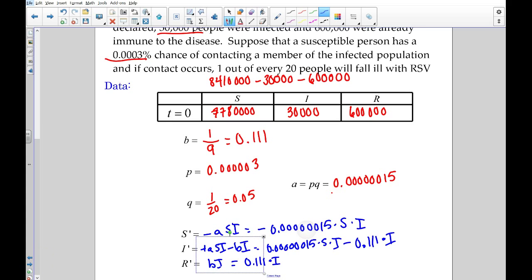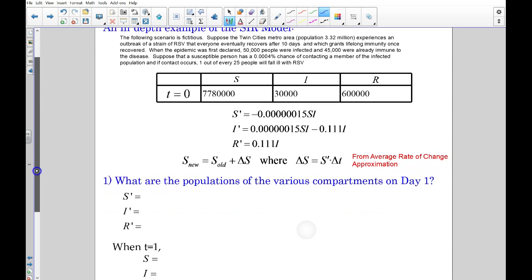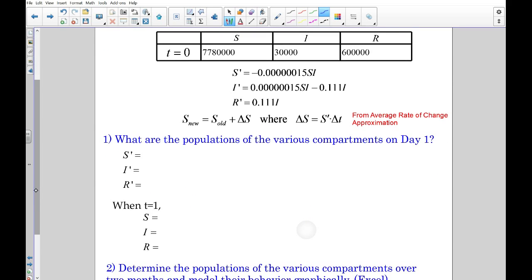Continuing on, I'm just repeating everything I have here. I want to be able to know how the population changes over time. So my question is, what are the populations of the various compartments on day 1? Well, I can use the information that I have already collected to determine this.